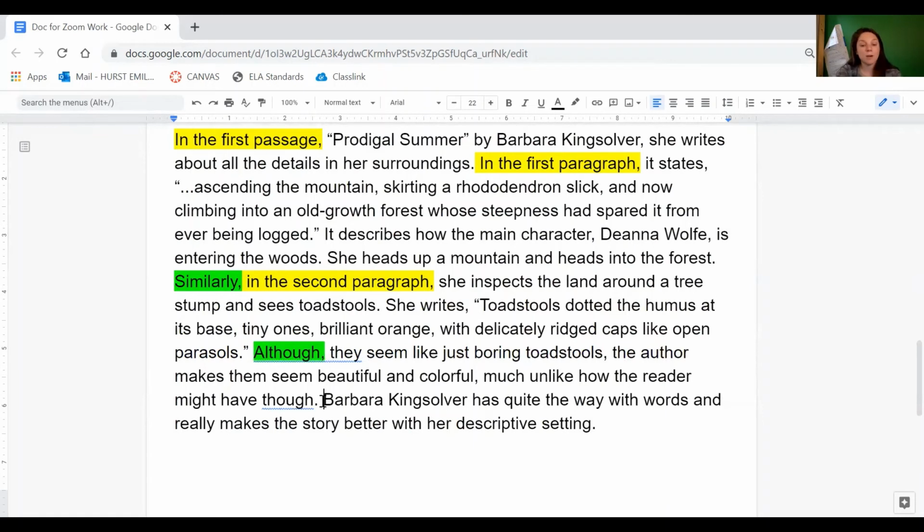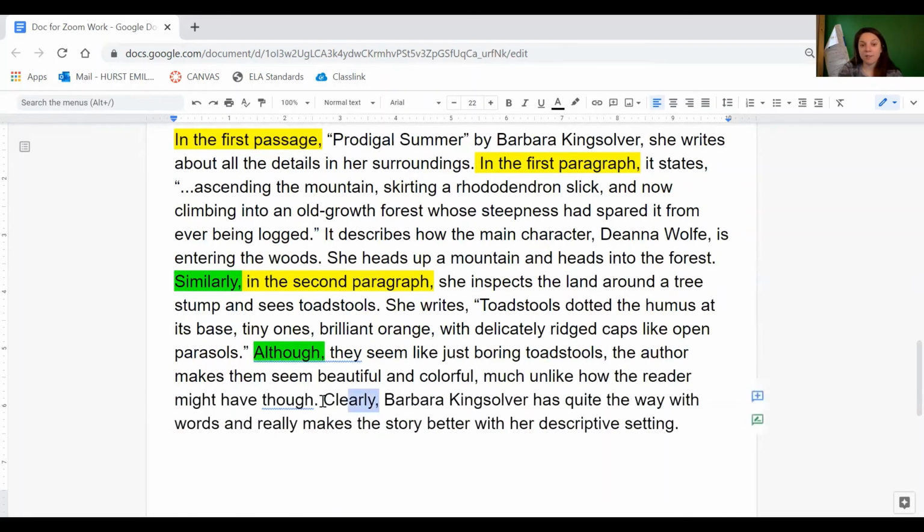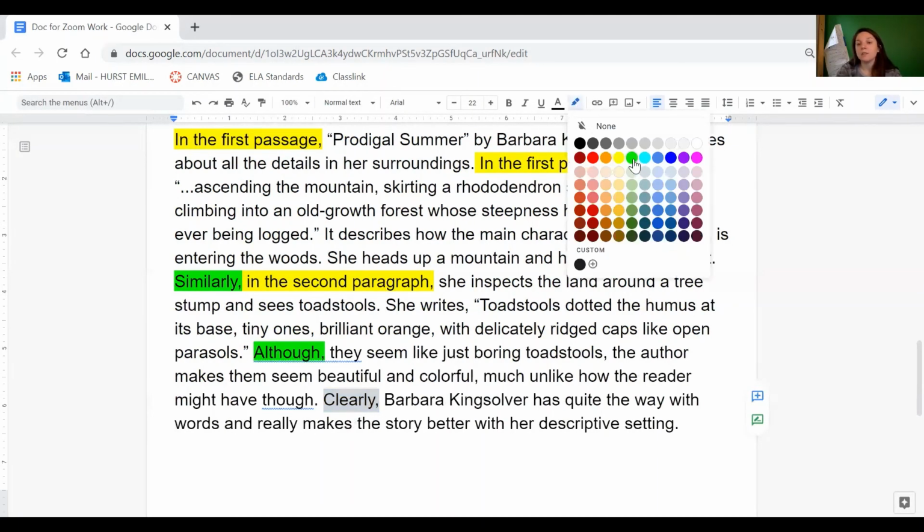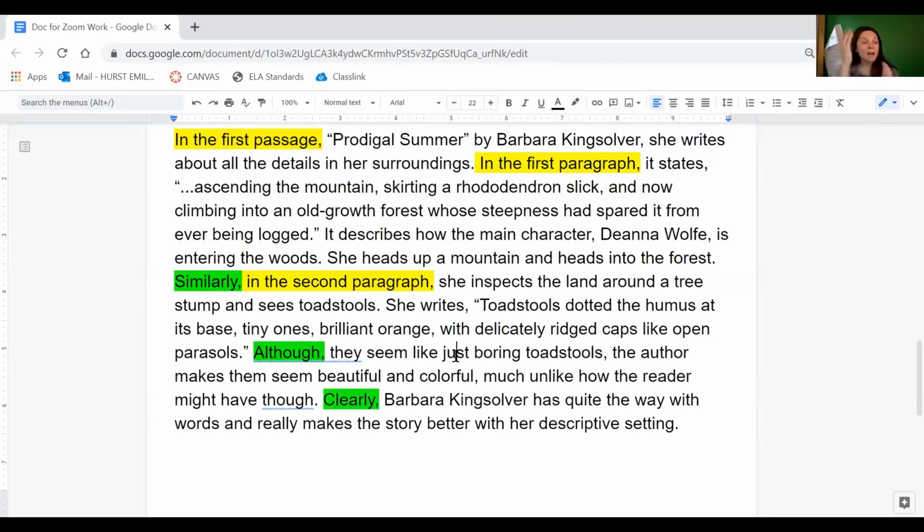And then one of my favorite places to add a transition is at the end of a paragraph. And I like to say something like clearly or obviously or in conclusion, because it says, I've proved my point. Barbara Kingsolver has quite the way with words and really makes the story better with her descriptive setting.